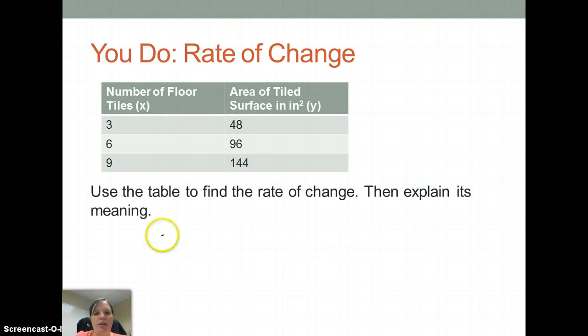So the table has Y values, has X values. We want to know the change in the Y, so I'm going to choose to go from 48 to 96, but you could use any pair of numbers.